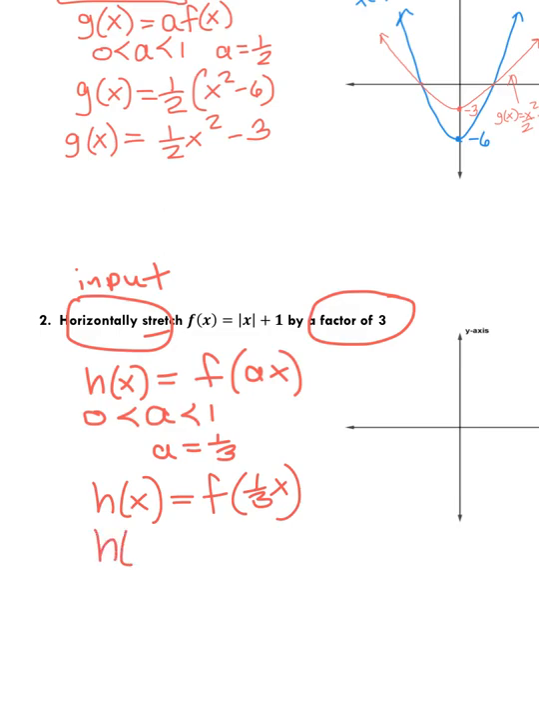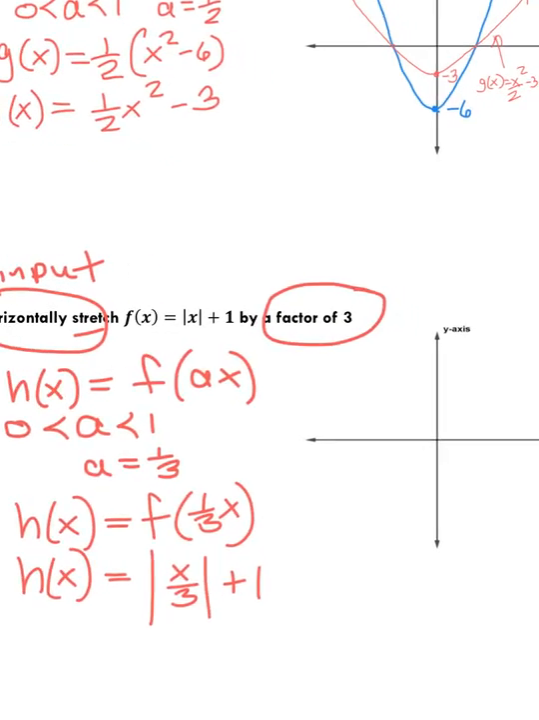So we've got h of x, and we're going to replace our function here. In this case, it's an absolute value function. I'm going to put in the absolute value, x over 3. That's the same thing as 1/3 x, and then add 1 to complete our function.